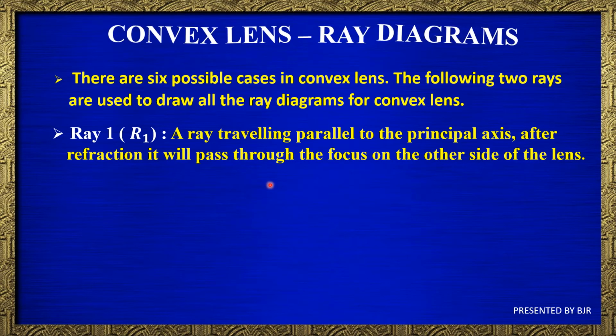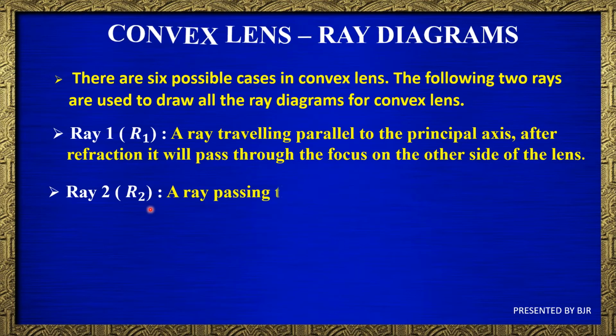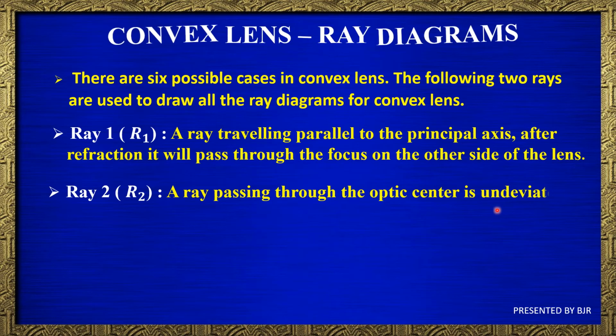And ray 2, the second ray that I am going to use to draw the ray diagrams, is ray 2: a ray passing through the optic center is undeviated. So these are the 2 rays that I am going to use to draw the ray diagrams for convex lens. In this video, I am going to show you only the ray diagrams for the convex lens, and in the next upcoming video I will show you the ray diagrams for concave lens.